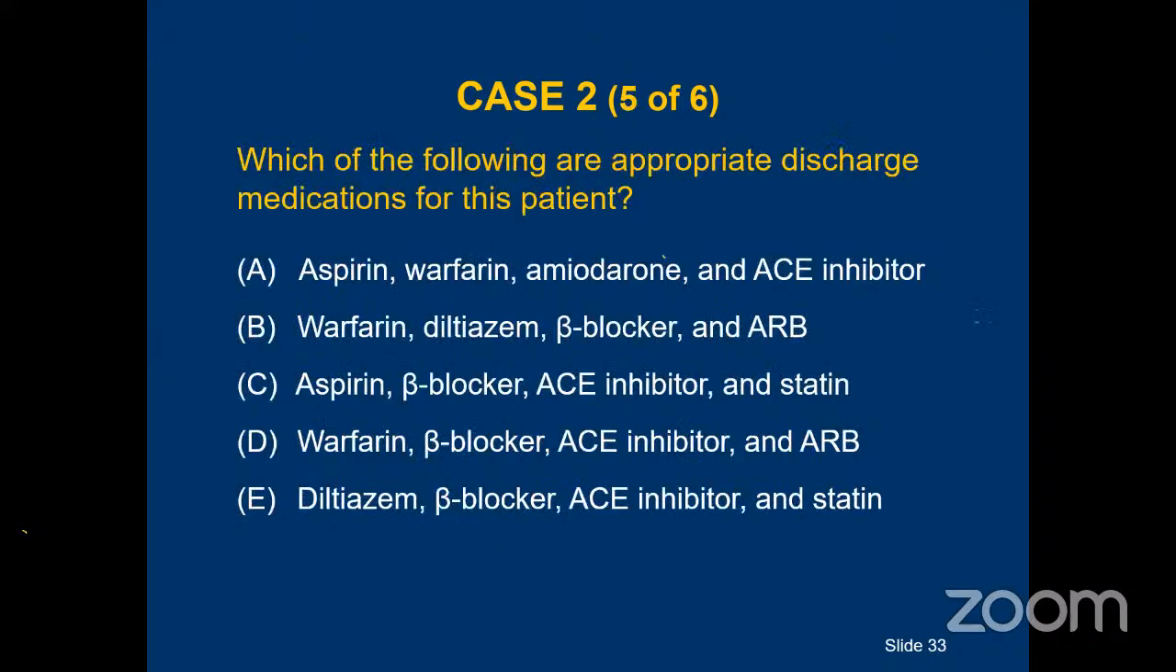Now, coming to the main question. Which of the following are appropriate discharge medications for this patient? Is it A, aspirin, warfarin, amiodarone, and ACE inhibitor? B, warfarin, diltiazem, beta blocker, and ARB? C, aspirin, beta blocker, ACE inhibitor, and a statin? D, warfarin, beta blocker, ACE inhibitor, and an ARB? Or E, diltiazem, beta blocker, ACE inhibitor, and a statin? So A through E, please answer in the chat box.